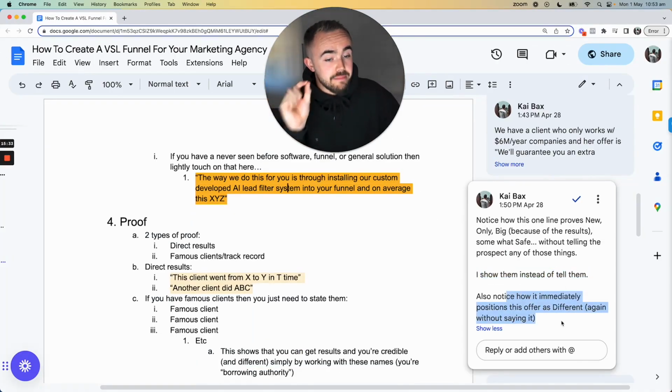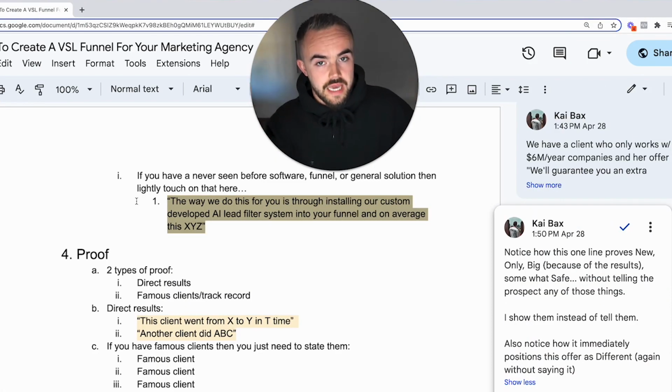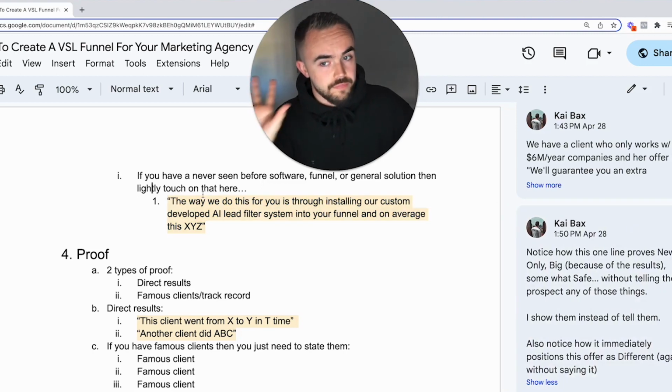Also, notice how it immediately positions this offer as different, again, without saying it. Whatever market I was applying this messaging to, if all of that market had seen Facebook ad offers in the past, for marketing agencies or emails or whatever I was just saying, and then I go to that market with this messaging, it's naturally going to get a lot of attention and hook people in. So that's why you would do that here.